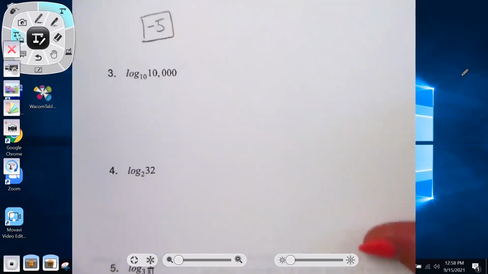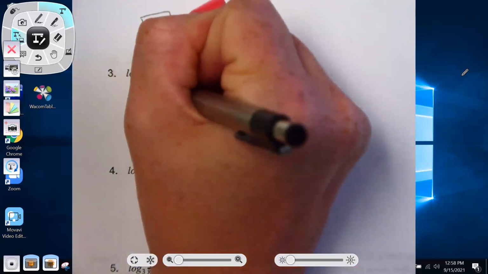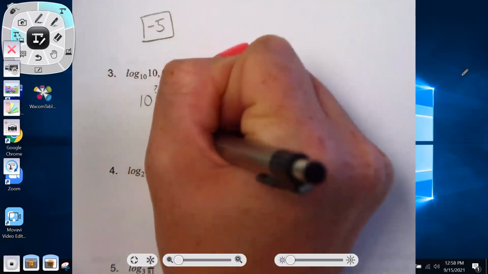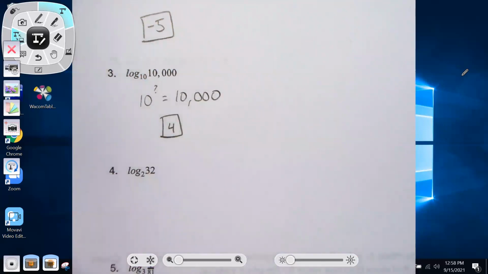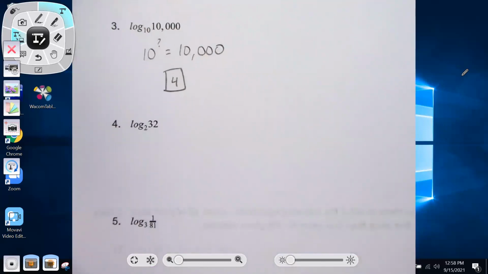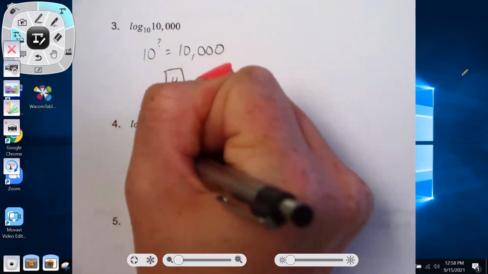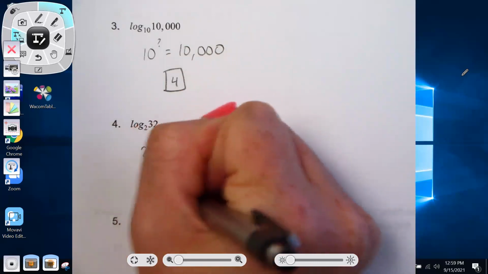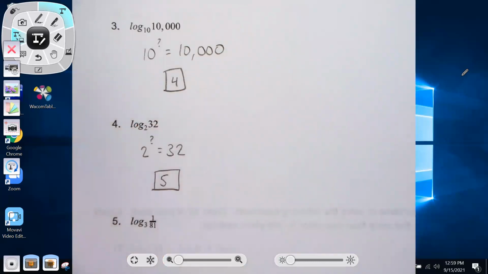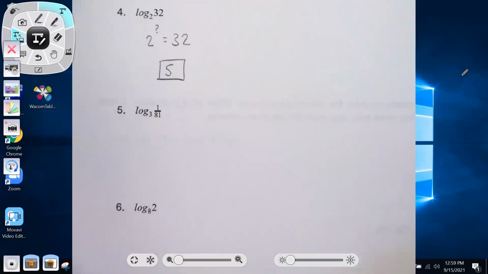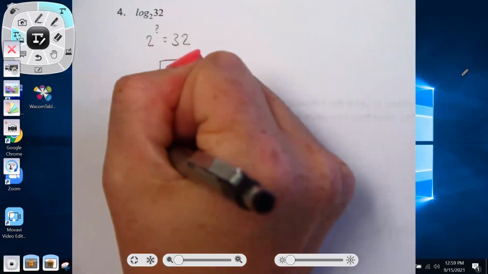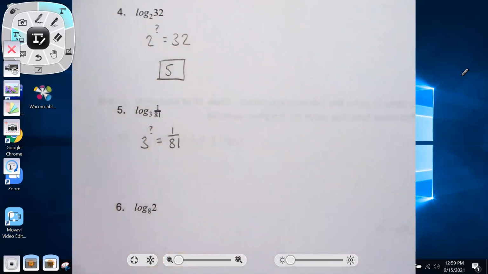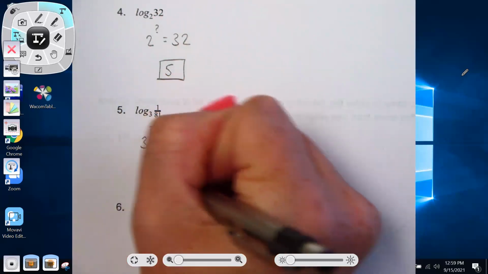Number 3, log base 10 of 10,000. 10 to what power equals 10,000? Your answer should be 4. Number 4, log base 2 of 32. That's asking 2 to what power equals 32? Your answer is 5. Number 5, log base 3 of 1 over 81. 3 to what power equals 1 over 81? So again, our exponent will need to be negative. It should be -4.